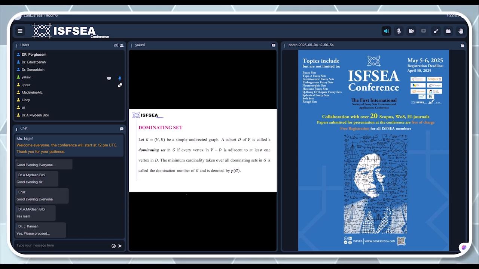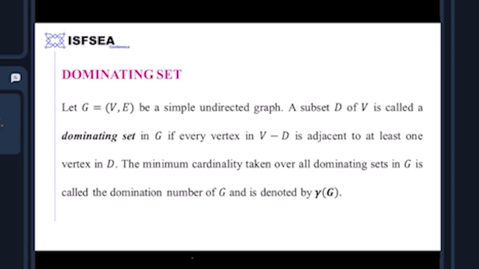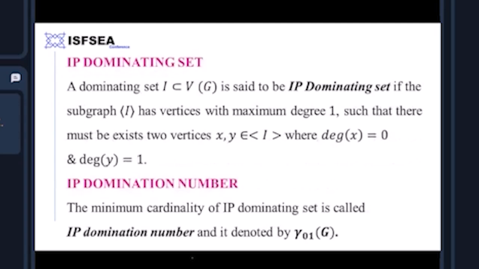Next, we move on to our new parameter, the IPD set. A dominating set I, a proper subset of V of G, is said to be an IP dominating set if the induced subgraph of I satisfies two conditions. One is that the induced I has vertices with maximum degree 1, and the other is that the vertices in induced I must have at least one isolated vertex and one pendant vertex. Thus, the minimum cardinality of an IPD set is called the IP domination number and is denoted by gamma 01 of G.